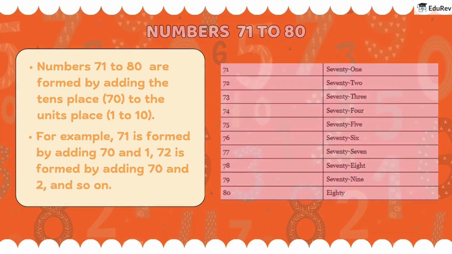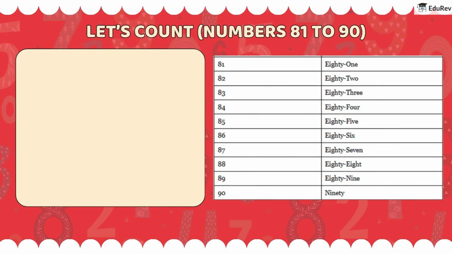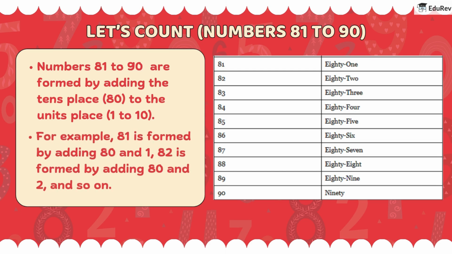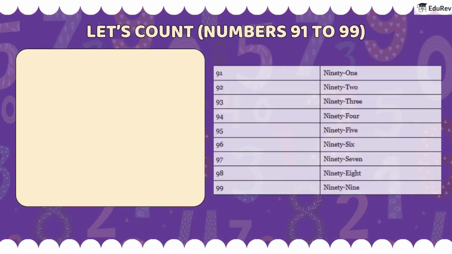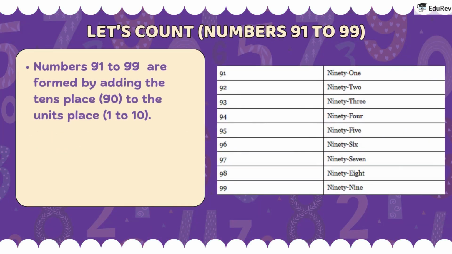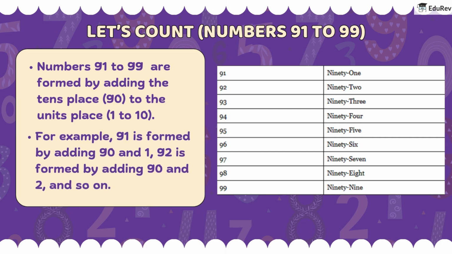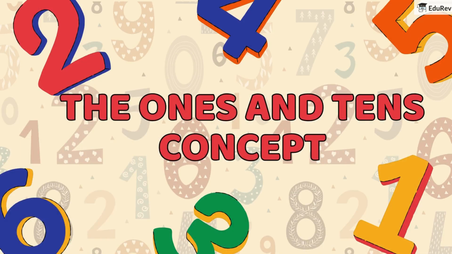Numbers 81 to 90. Numbers 81 to 90 are formed by adding 80 to the units place, 1 to 10. For example, 81 is formed by adding 80 and 1, 82 is formed by adding 80 and 2, and so on. Numbers 91 to 99. Numbers 91 to 99 are formed by adding 90 to the units place, 1 to 10. For example, 91 is formed by adding 90 and 1, 92 is formed by adding 90 and 2, and so on.